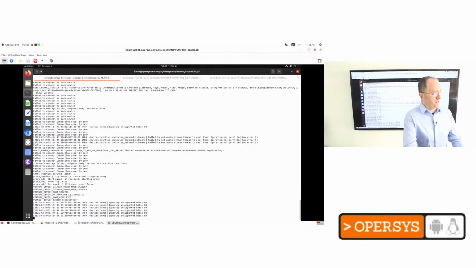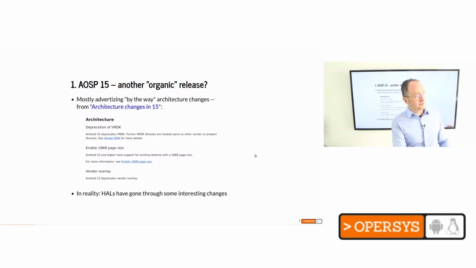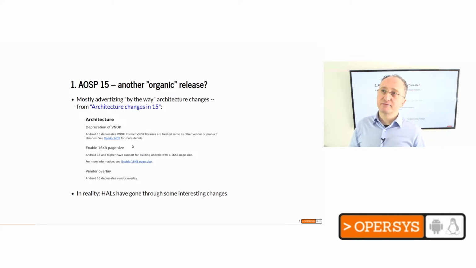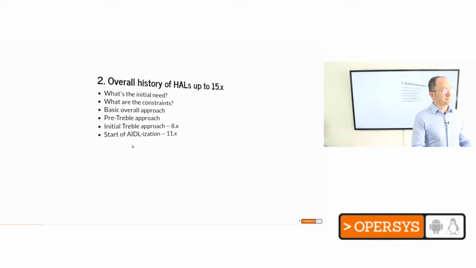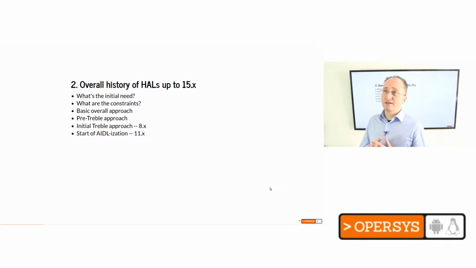All right. So, sorry, switching to the wrong window here. So yeah, the other thing, which is the 16 kilobyte pages, very interesting stuff, by the way. There's been a couple of talks about that at Linux Plumbers. Go take a look at that. But anyway, let's take a look here at the overall history of HALs and how we got here.